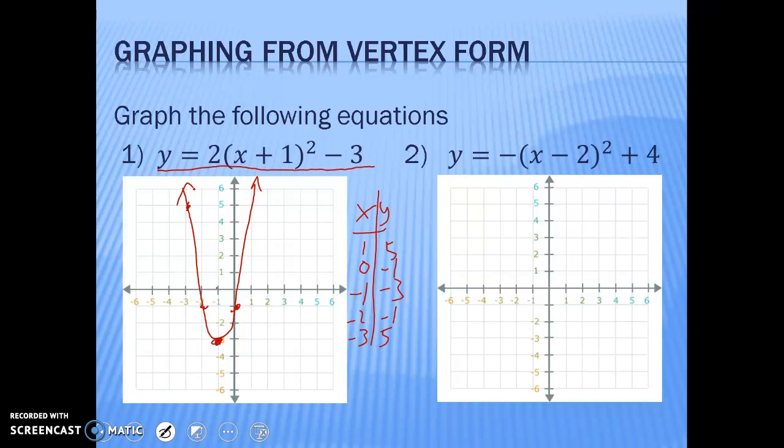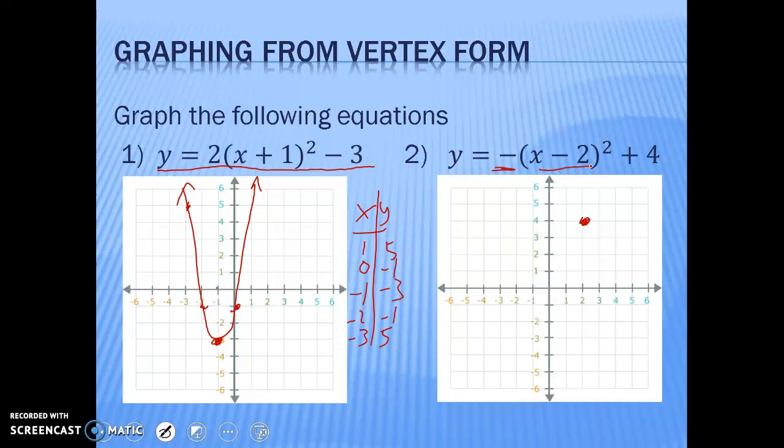Do the same thing with the next equation. I know this one's going to open down because the a value is negative. My vertex is going to be at (2, 4). So it's positive 2 because it's kind of the opposite of what you would think. I have to plug in a positive 2 to make that equal to 0. And I'm going to slide up 4 units. And so I know it's going to open down.